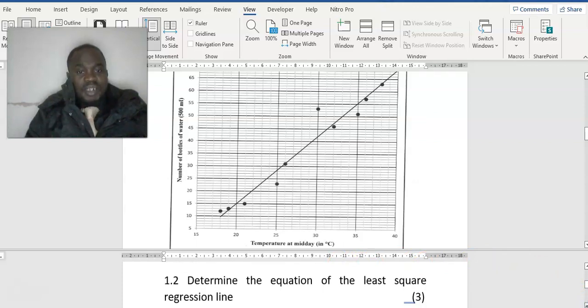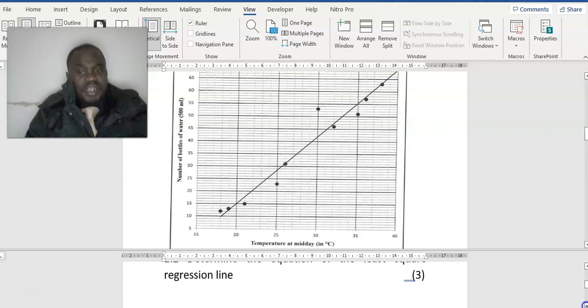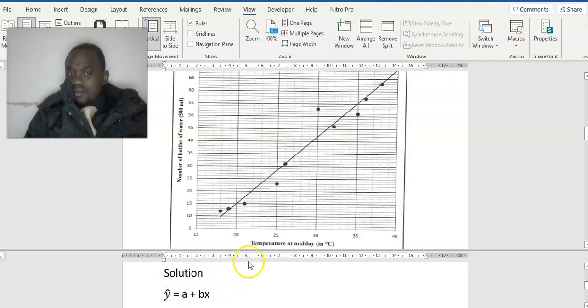Okay, let's look at the next question. It says determine the equation of the least square regression line. How do we determine the equation of the least square regression line? Basically, the least square regression line is given by this. That's the general formula. This A is the y-intercept and the B is the gradient. Okay, so we need to find A, we need to find B. It's easy to find them. The calculator is going to give us the answers. So let's see how we are going to find A and B.